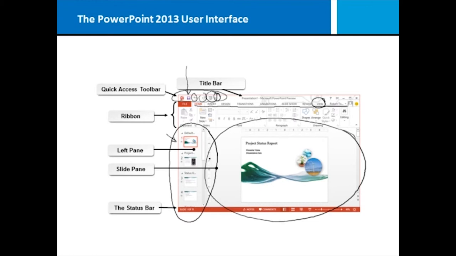And then finally, in the bottom, you have what's called the status bar, and there's some nifty stuff down here. In the lower left, it tells you what number slide you're on. Also, you can quickly get into a notes area where you can add some notes related to each slide that you might want to utilize when you're giving a presentation. You can also place comments. Maybe you want to remind yourself to do something.